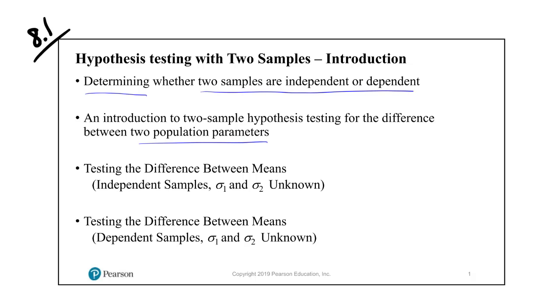Then specifically, we're going to go into testing the difference between means when we have independent samples and our population variances are unknown. And we're going to do dependent samples where our population variances are unknown. I'm not going to do the case where the population variances are known. I want to stick with the more common occurrence, when those population variances are unknown. The case using independent samples is going to be section 8.2, and the case using dependent samples is going to be section 8.3.